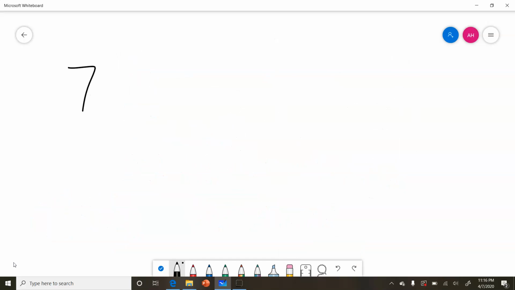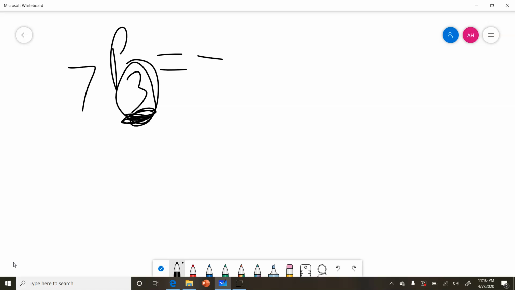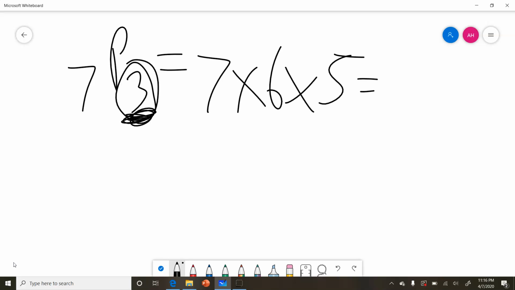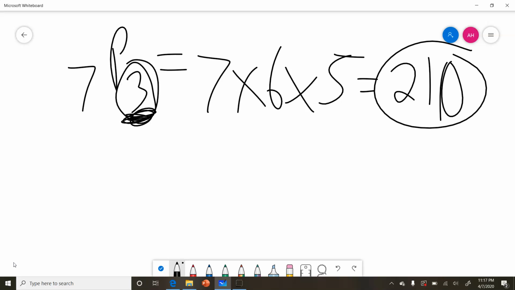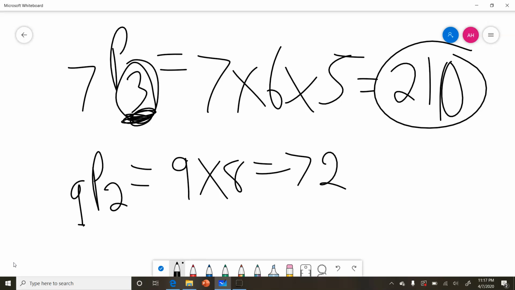So let's say it's 7p3. Look at this, I don't even have to rewrite this. I can say there's going to be 3 of them, so it's going to be 7 times 6 times 5. When I multiply that, my answer is 30 times 7, which is 210. I'll show you another one. What if I do 9p2? It only means I'm going to have 2 numbers starting at 9, so 9 times 8, which is 72. It's only the number that I'm going to use.